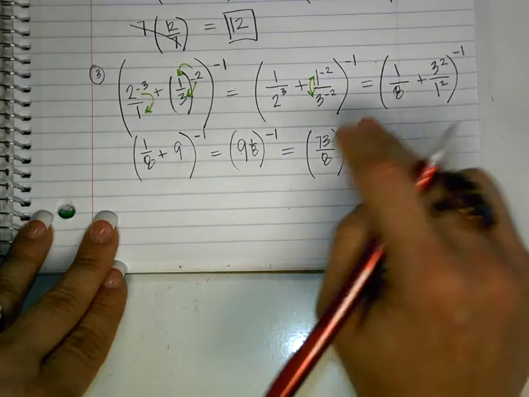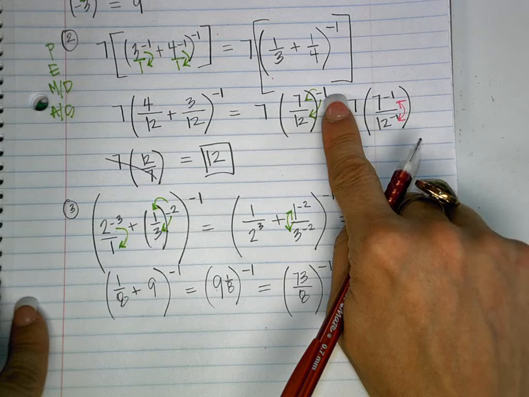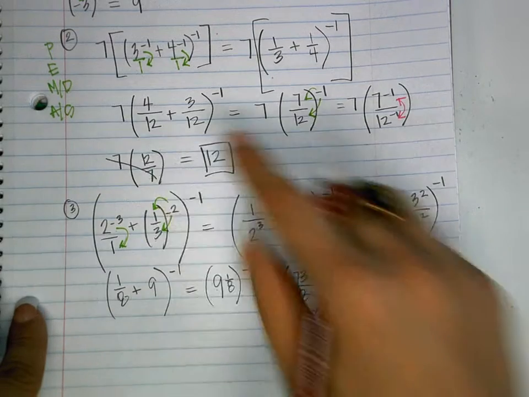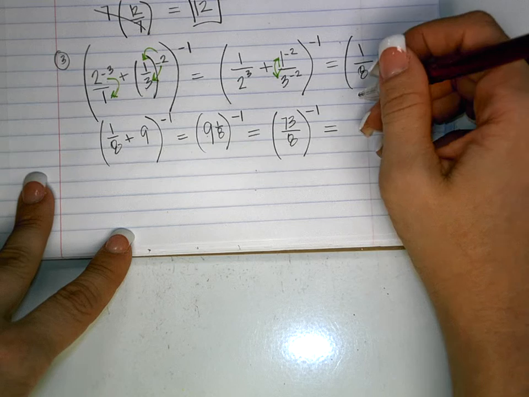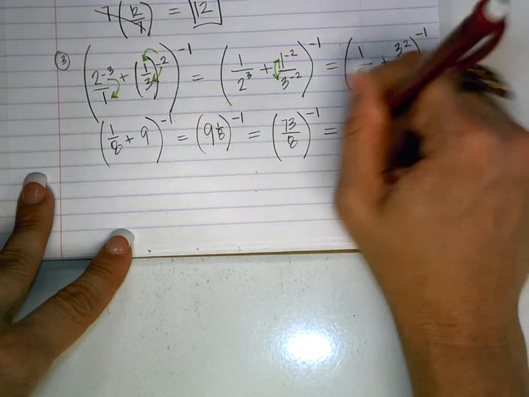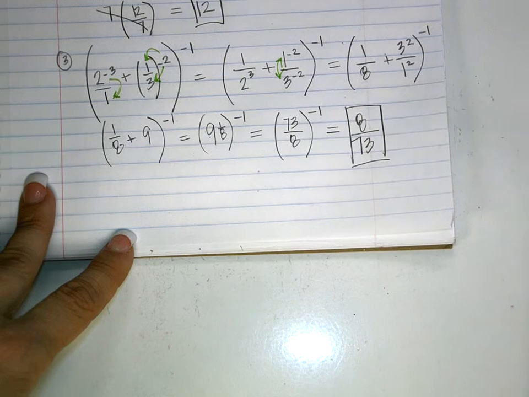And if anything's raised to the negative 1 power, you can distribute it, just like what we did up here, or you can just realize that anything to the negative first power flips the entire fraction. So this entire fraction will be flipped over, and you'll get 8 over 73 as an answer. That's the answer that we're looking for.